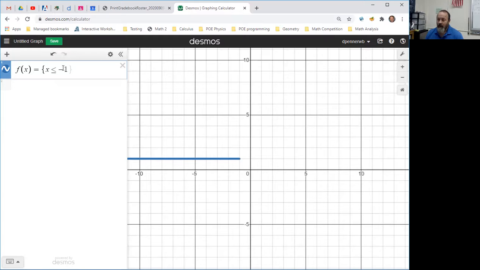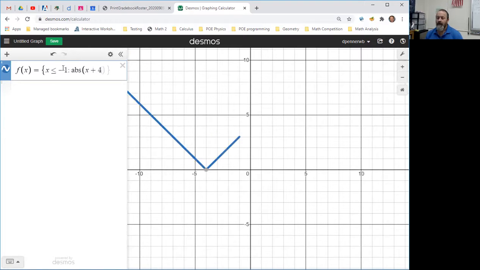You do a colon, and then what you are, and that was the absolute value of x plus 4. If you look at it, that kind of looks like the graph that I had a moment ago. Now, I could be done with my problem, but if I want to add to it, I just hit a comma, and then I could say where I am again, which is -1 is less than x is less than or equal to 2. Then the colon, what you are, which was x squared.